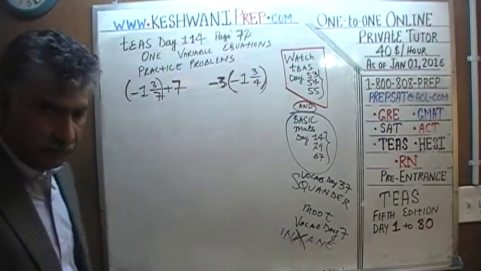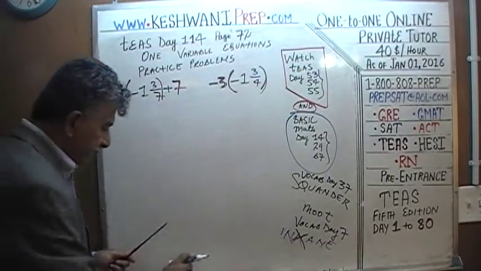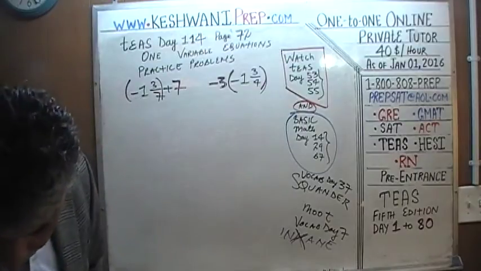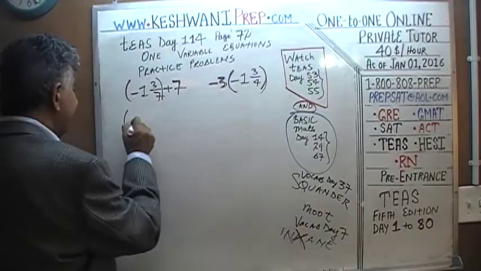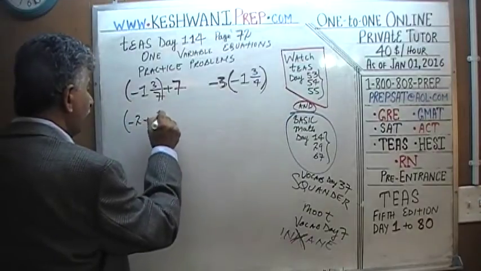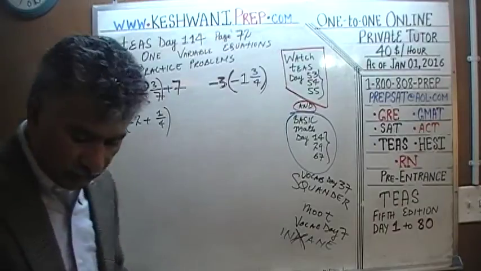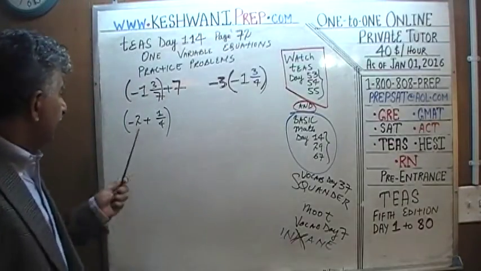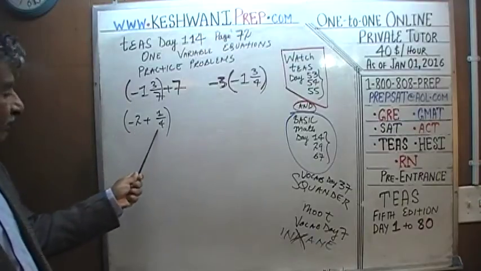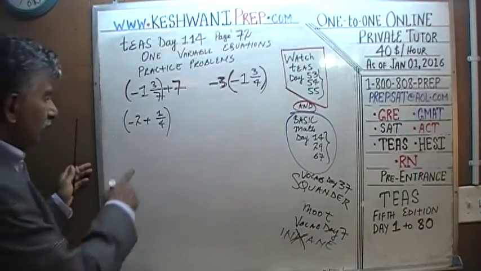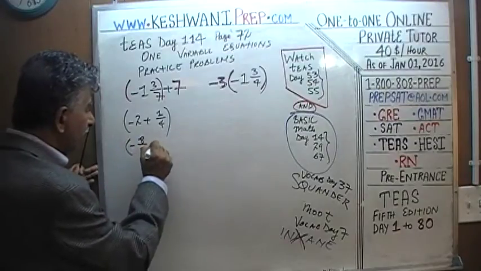Please stay with me in the story. See if it makes sense to you. See if you understand it. Negative 1 and 3 quarters can be written as negative 2 plus a quarter. Did you know that? Why is negative 1 and 3 quarters the same as negative 2 plus a quarter? Because negative 2, think of negative 2 as negative 8 quarters.